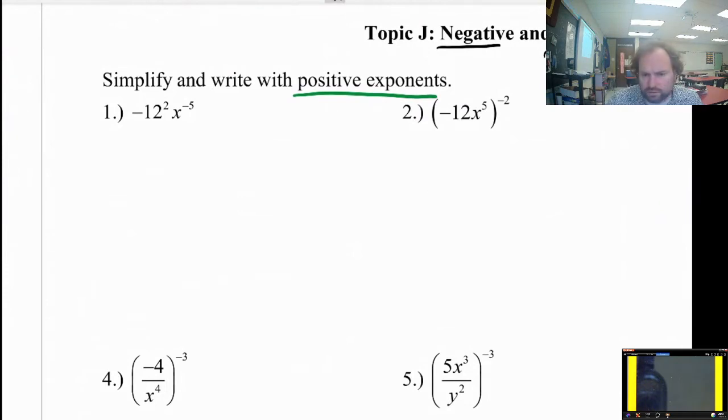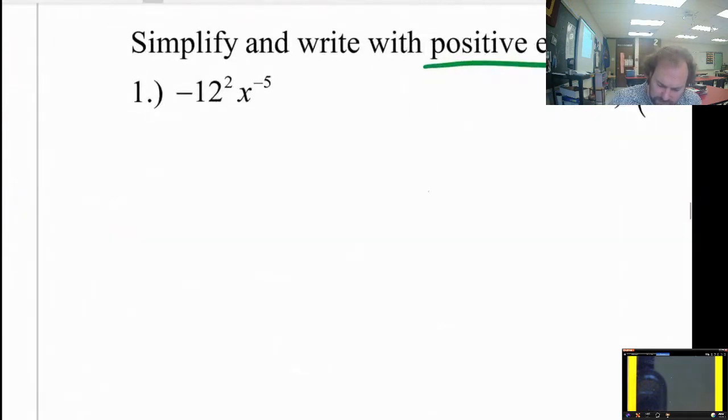So let's start with negative 12 squared. What's interesting here is that the negative sign is going to be outside of the 12 squared. So 12 to the second power is 144, but the way I'm reading this notation is that the negative sign is going to be applied after. So what we're going to have on the top here is negative 144.